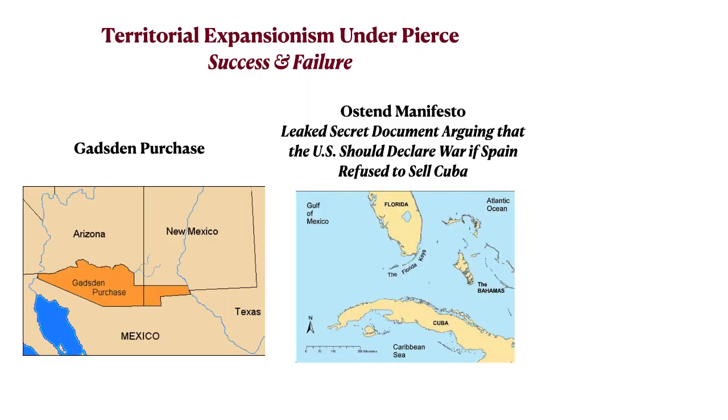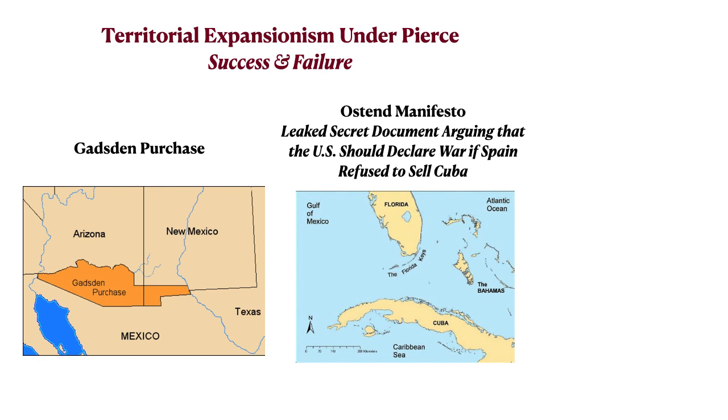Under President Pierce, there was some expansionism, one success and one failure. So the success was the Gadsden Purchase from Mexico. So Mexico didn't want to go to war against the United States. The United States offered money. A lot of this was to get a better railroad route to California. So that was done. But the Democrats are really also pushing for the annexation of Cuba.